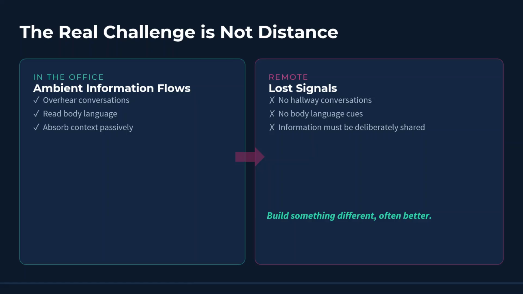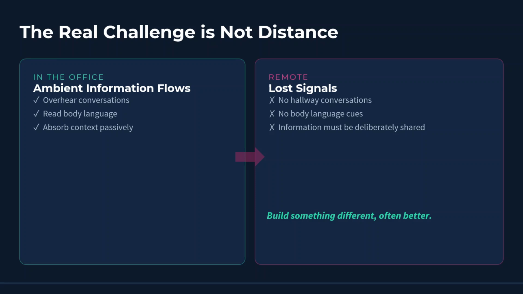The core challenge of remote work is not distance. It is the loss of ambient information. In an office, you overhear conversations, read body language, and absorb context passively. You learn about the vendor delay because you walked past the break room when the engineer was on the phone. You sense that the sponsor is frustrated because you saw the way she closed her laptop after the meeting. Remote teams lose all of that.